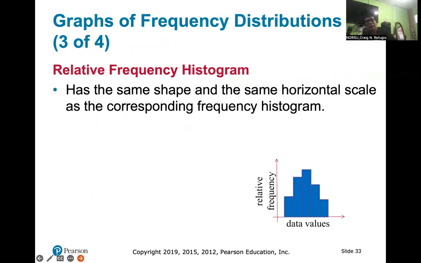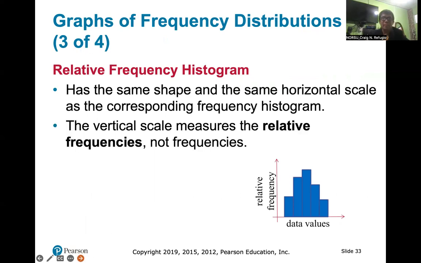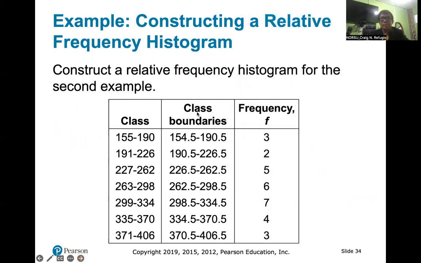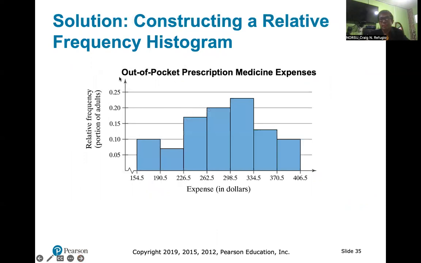Relative frequency histogram has the same shape and the same horizontal scale as the corresponding frequency histogram. So data values and then relative frequency. So the vertical scale measures the relative frequencies, not frequencies, but relative frequencies. So still we have class boundaries, and then the frequency as the given. Then still the same kind of data. So we have now the relative frequencies, and then we have the expense in dollars.